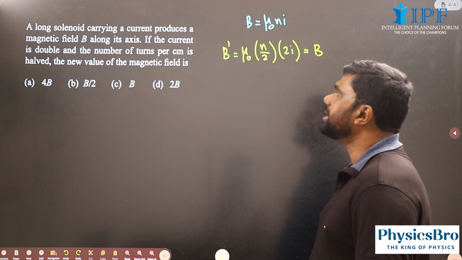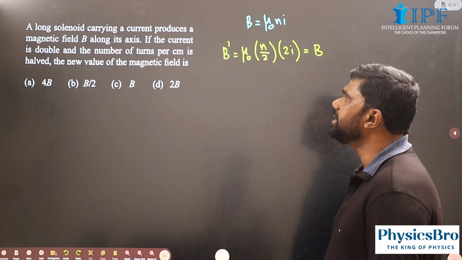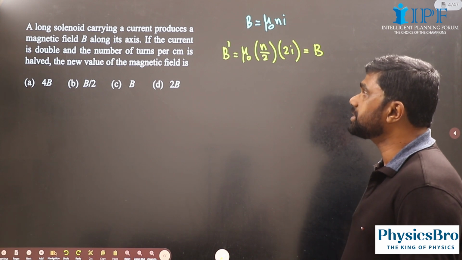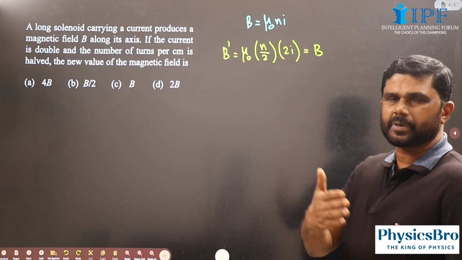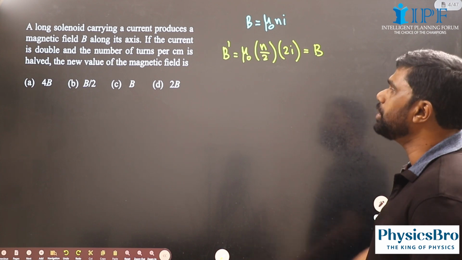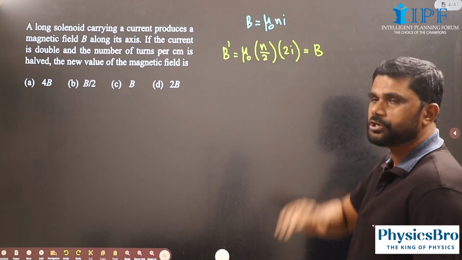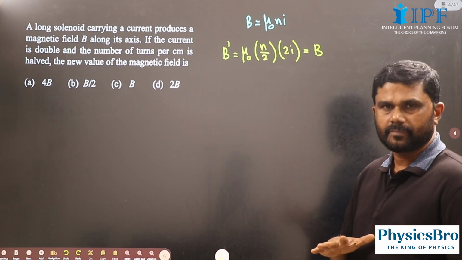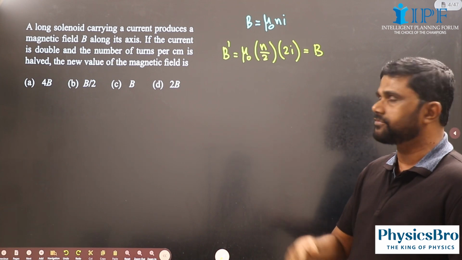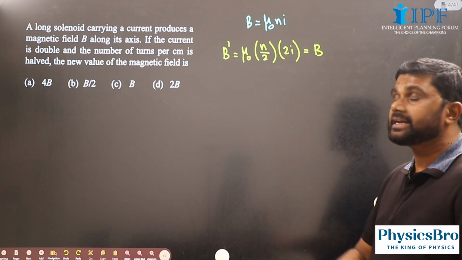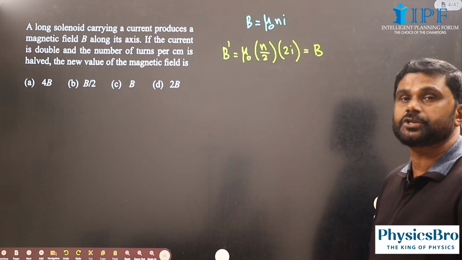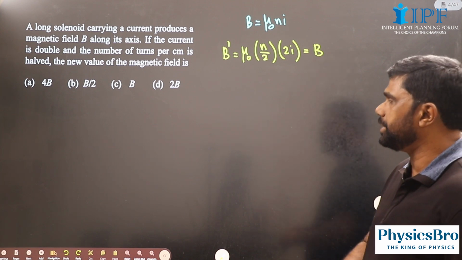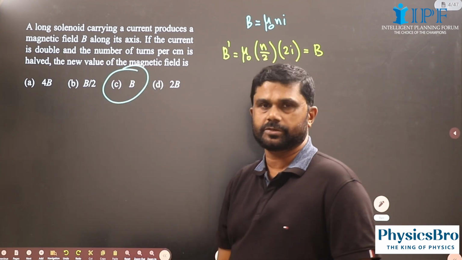A long solenoid carrying a current produces a magnetic field B along its axis. If the current is doubled and the number of turns per centimeter, meaning number of turns per unit length, is halved, the new value of the magnetic induction: B equals mu 0 N I. And B dash, mu 0 is same as before, no change. But number of turns per unit length is halved, so N becomes N by 2. And current is doubled, I is to be replaced by 2I. So we will get again mu 0 N I, or B dash equals B. So this is the correct option.